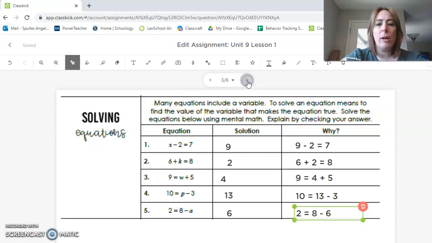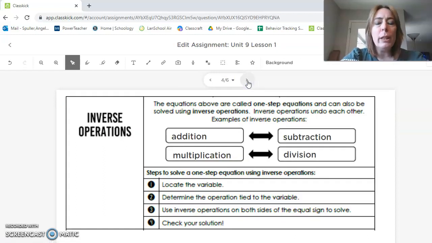Great job. All right. Now, what is the inverse operation that I talked about in our objective? Well, inverses are opposites. It's an operation that undoes the other one. So with addition, anytime you add, the opposite is to subtract. And anytime you multiply, the opposite is to divide.